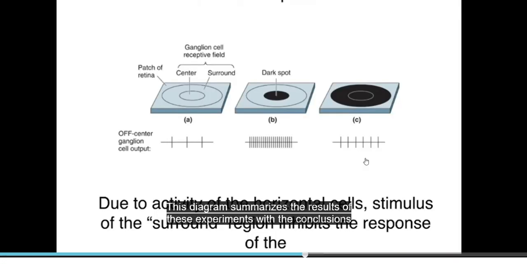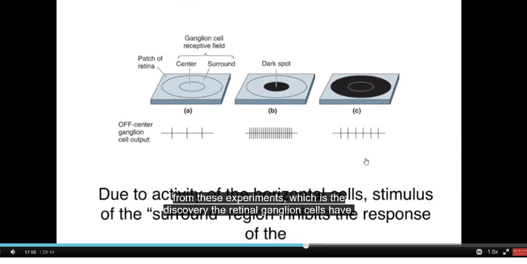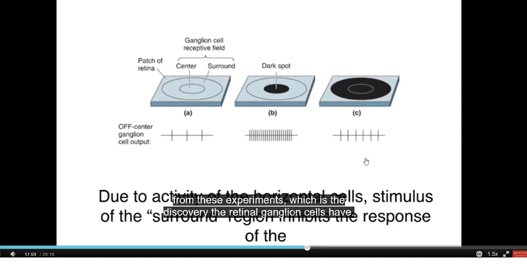This diagram summarizes the results of these experiments, or the conclusions from these experiments, which is the discovery that retinal ganglion cells have what we call a center-surround receptive field organization. In this diagram, they're showing the response of an off-center ganglion cell, and what they found is that when the area of the retina defining the receptive field is fully illuminated with light, the retinal ganglion cell fires action potentials at a low rate.